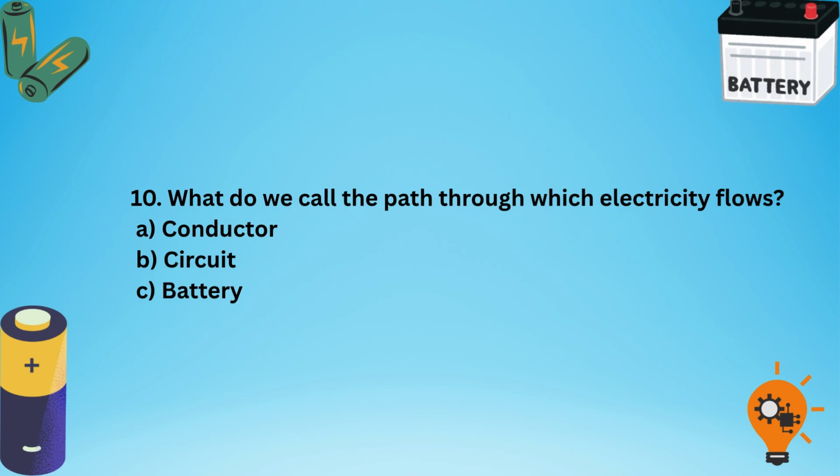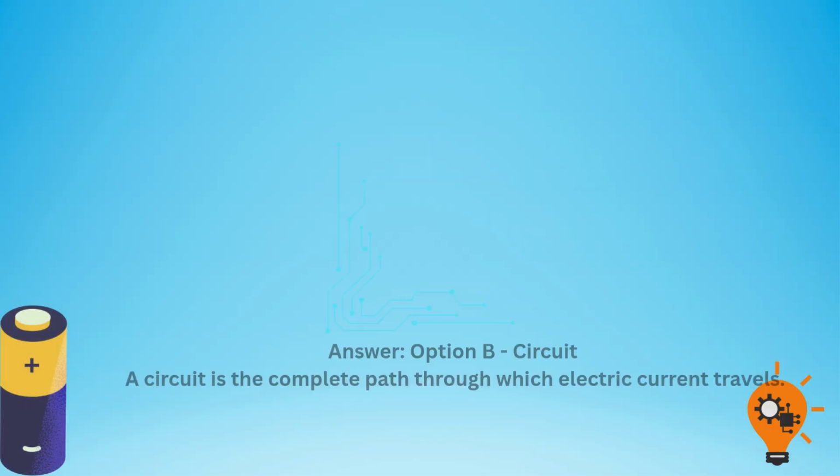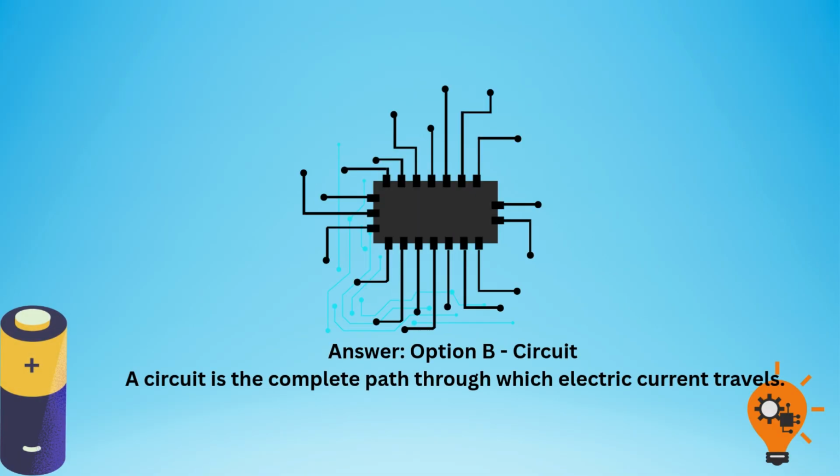What do we call the path through which electricity flows? Conductor, circuit, battery. A circuit is the complete path through which electrical current travels.